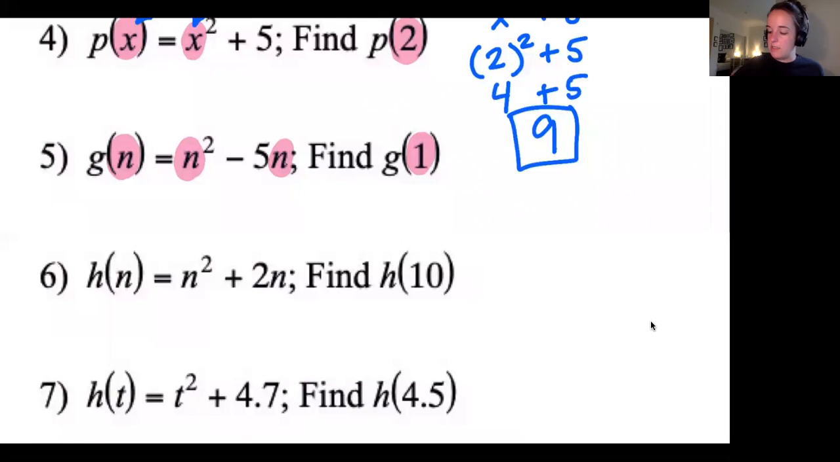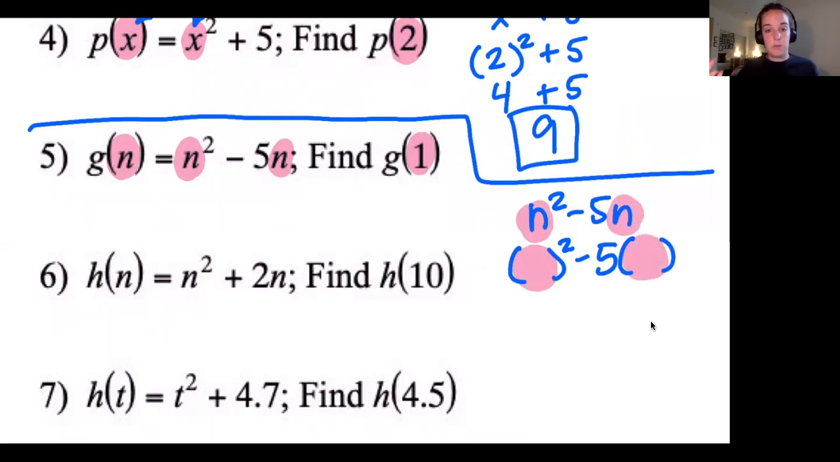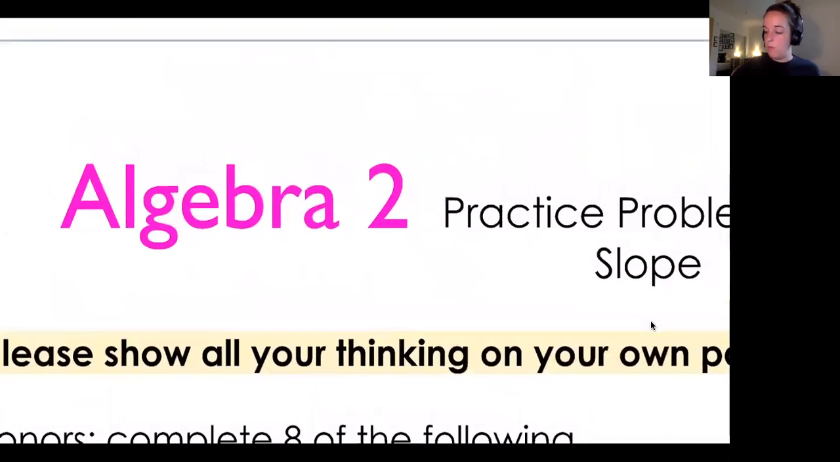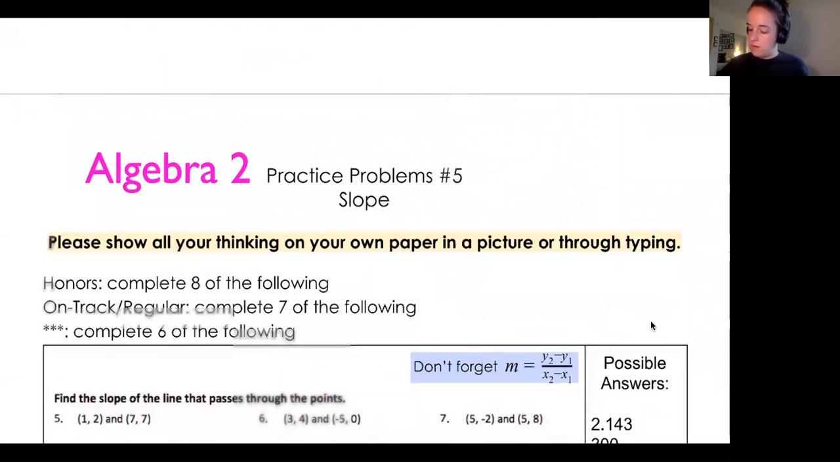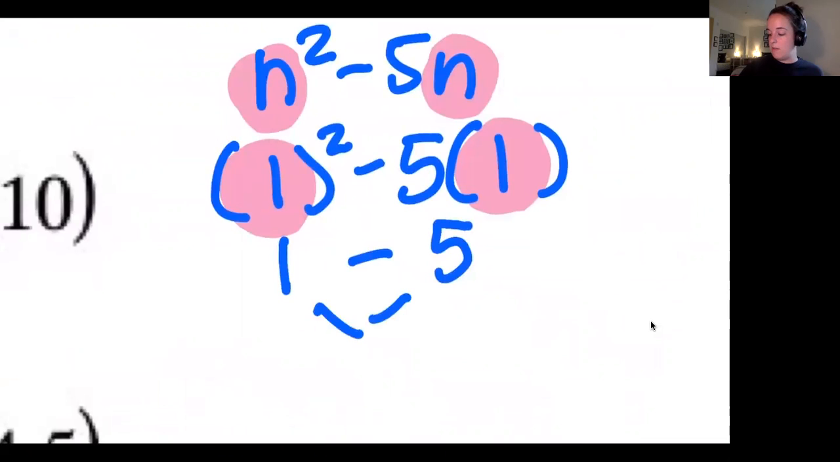When we write this down, we're going to write n squared minus 5n. We'll put parentheses squared minus 5 times parentheses. Notice instead of the n's, I'm putting the parentheses. And then what number is replacing n? The number 1. So I'm putting in a 1 in both of those places. So 1 squared would be 1, minus 5 times 1 would be 5. 1 minus 5 would be negative 4. That would be my answer.